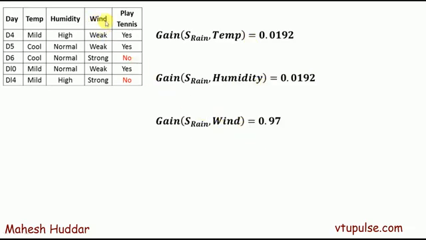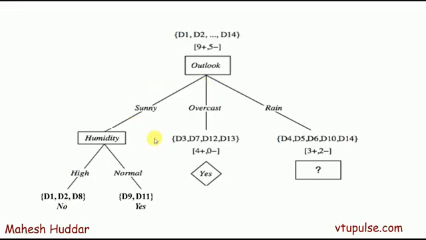Now if I consider wind as a node, we have 2 possibilities, weak and strong. Weak is appearing 3 times, that is D4, D5 and D10. In all 3 cases it has yes, so directly we can write yes. And whenever wind is equivalent to strong, in both cases it is no only, so we will write no directly. So this is the tree we have drawn in the previous iteration, that is in the second iteration.